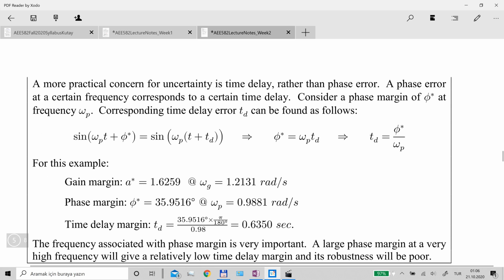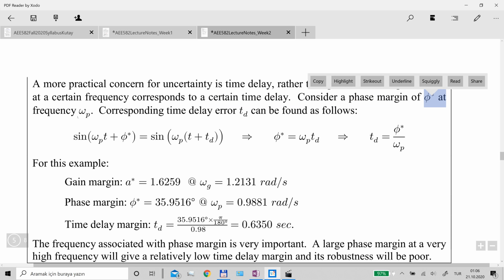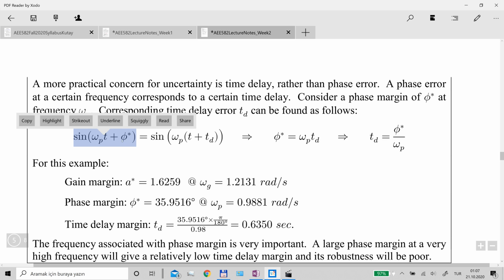Anyway, let me come back to this concern for time delay. A phase error at a certain frequency corresponds to a certain time delay. Consider a phase margin of phi star at frequency omega p, and we can find the corresponding time delay as you see here. The phase margin occurs at a certain frequency, and this is the border for instability. But you can write this in terms of time delay instead of phase error. You can write this exact expression using time delay.